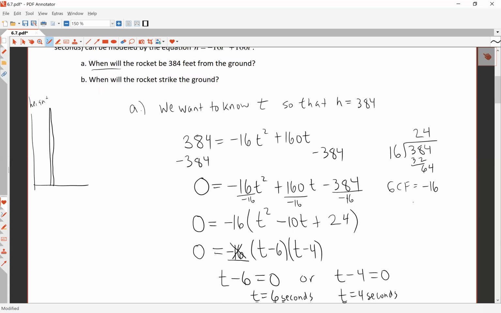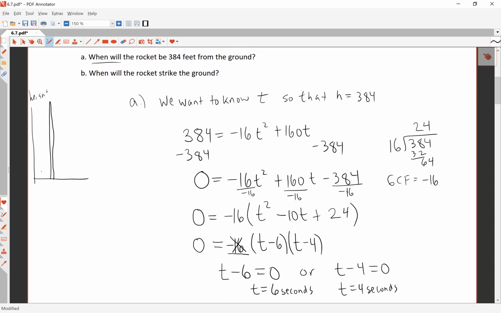The rocket will be 384 feet from the ground. So it goes up, and after 4 seconds it first attains the 384 feet, and then it comes up to the top and then right back down, and so then 6 seconds later, it hits that same 384 feet.